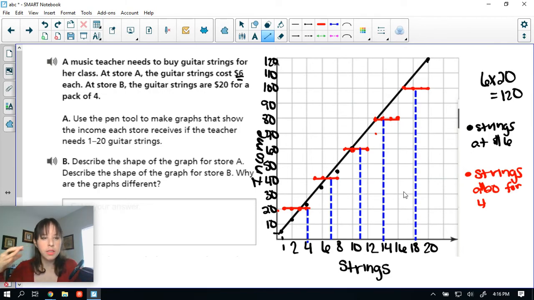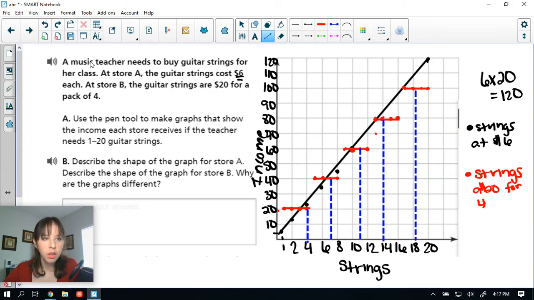So it's not the same overall. It's not like the red graph at some point just becomes less. It's at specific points that it's less. So at 5, it's more. At 6, it's the same. And then at 7, it becomes less. Right here, I believe that's 13, it's the same price, and then it becomes less. At, I believe that's 17, it's the same price, and then becomes less.